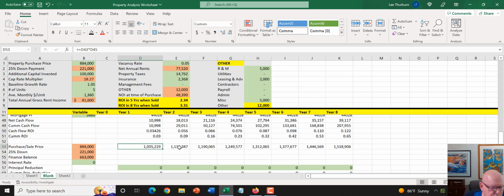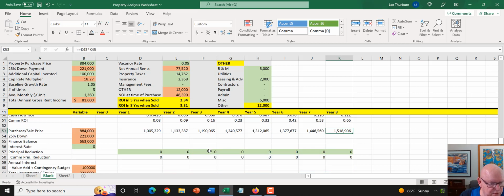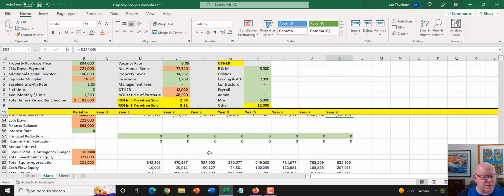So 1 million, 1.1 million, 1.2 million, 1.25, 1.3, and so on. By the time we get out to year number 5, we have an expected sale price of $1,500,000. Quite honestly, in today's market in North Texas, I think that's extremely conservative. But that's what the projections are telling us. Now this is the point in time that we have to actually calculate some information.